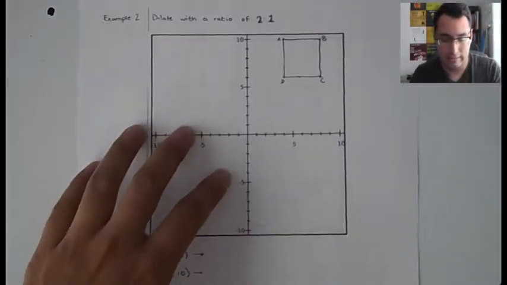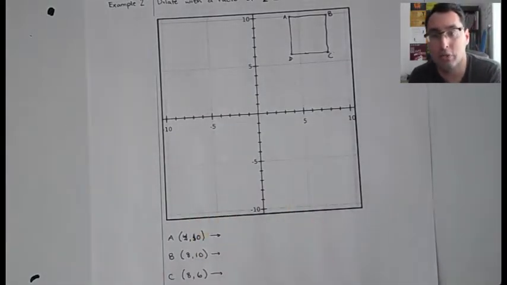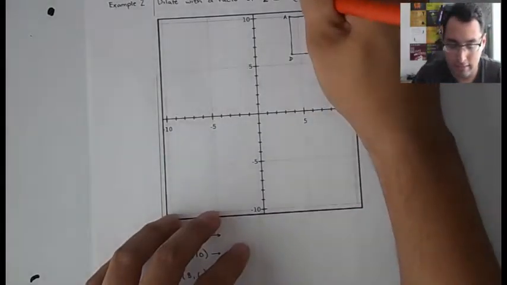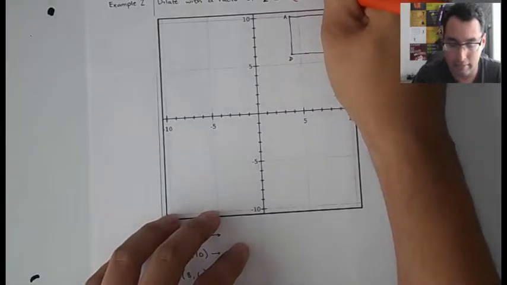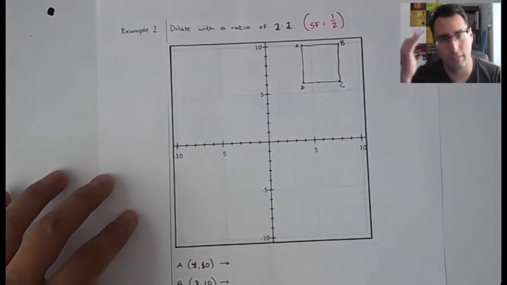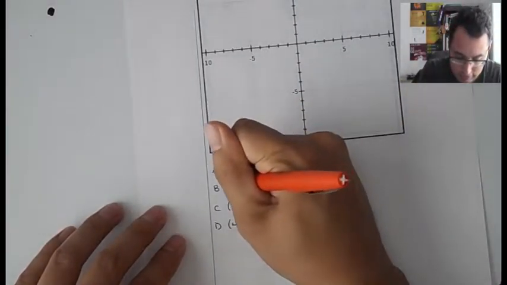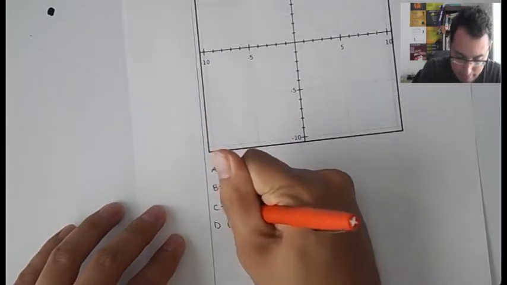Okay, let's go to this example. We have a dilation with a ratio of 2 to 1. That means our scale factor, it's getting smaller. We're going to be dividing. It is dividing by a half, right? Multiplying everything by a half. Dividing by 2, multiplying by a half. So let's go ahead and put a half in front of every single thing here.